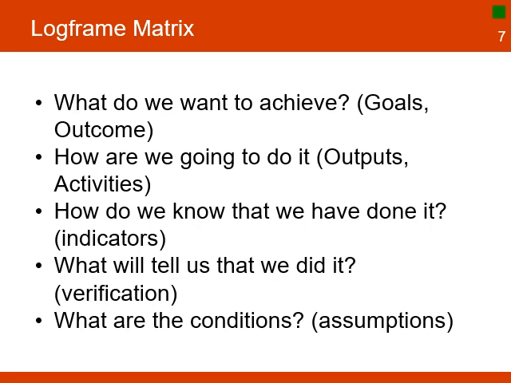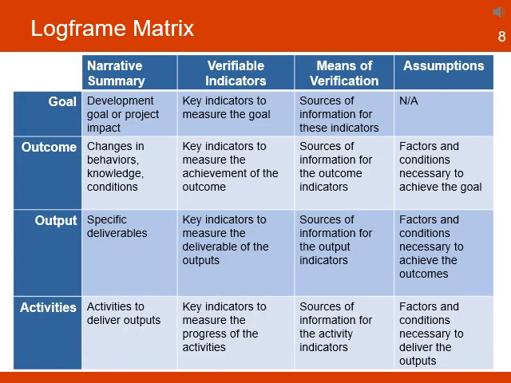The log frame asks a series of questions. What do we want to achieve? This is the ultimate goal and outcomes of the project. How are we going to do it? These are the outputs and activities. How do we know that we have done it? These are the indicators that will help measure the progress. What will tell us that we did it? The means to verify the validity of the indicators. What are the conditions? These are the assumptions or factors beyond the control of the project. Answering each question using the matrix helps organize information into a structure that facilitates the management and monitoring of the project.